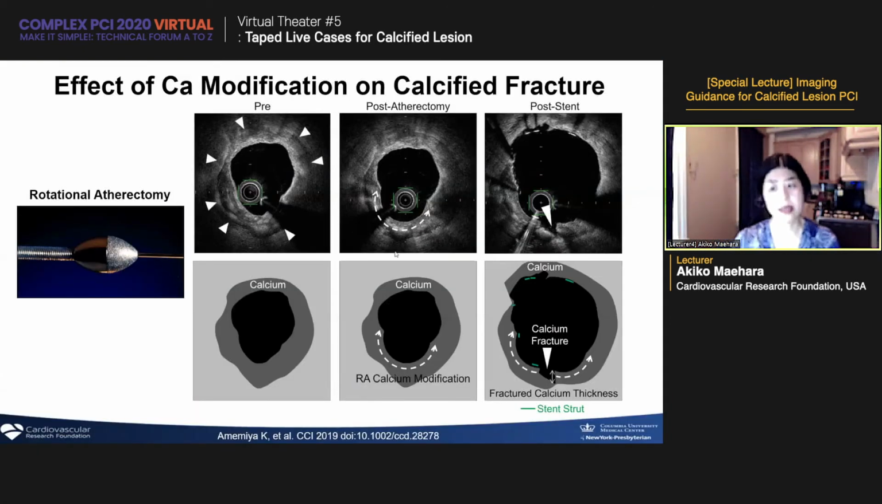Let's talk about the orbital and rotablator more by OCT. First, you have to look into where the wire or OCT catheter is located. Those are the places where the rotor or orbital is going to ablate. So this is the expected slice where we can get the ablation. And definitely, yes, we can see the nice polished surface by rotablator. And this is how it looks after the stent and non-compliant balloon. At the site of the ablation, we can see the nice fracture. This is typically what we can evaluate by OCT.